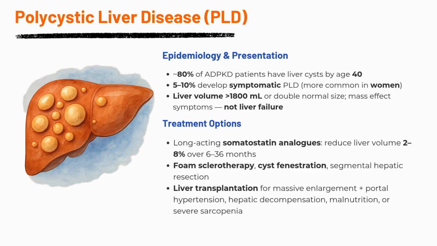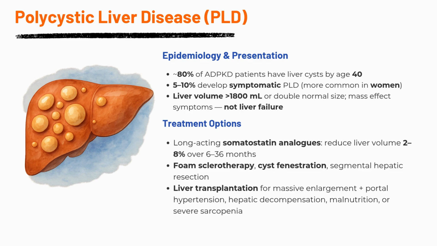What really drives symptoms is liver volume. Once the liver becomes significantly enlarged, patients develop mass effect symptoms like abdominal distension, early satiety, and discomfort. This is the key point: this is not a liver failure disease. Liver function is usually preserved, even in very large livers. So the problem is based on pressure, not hepatocellular function.